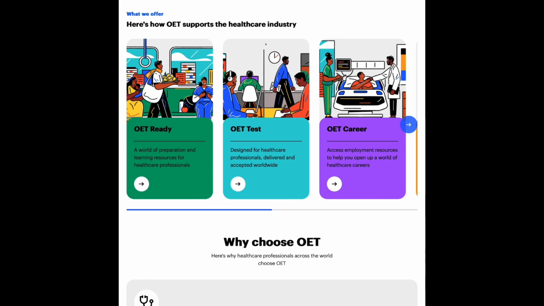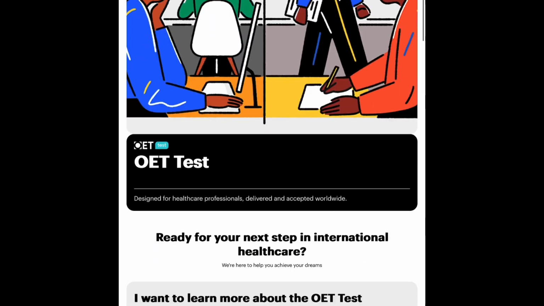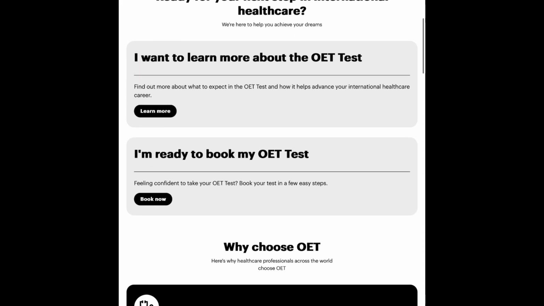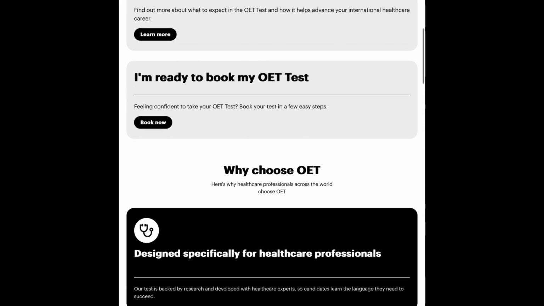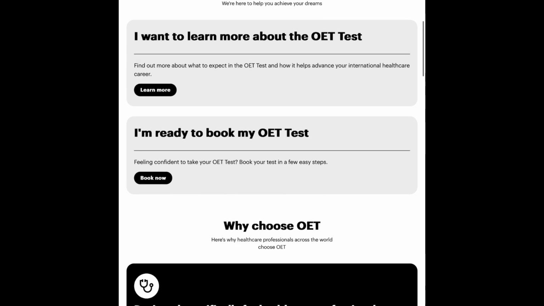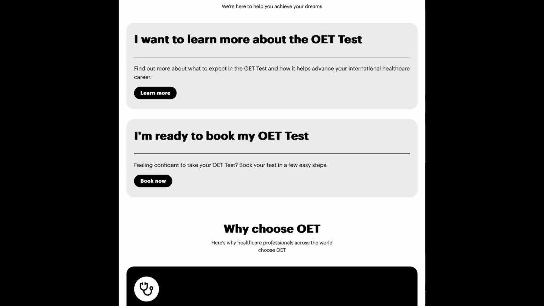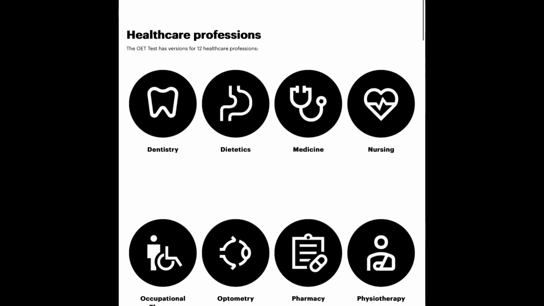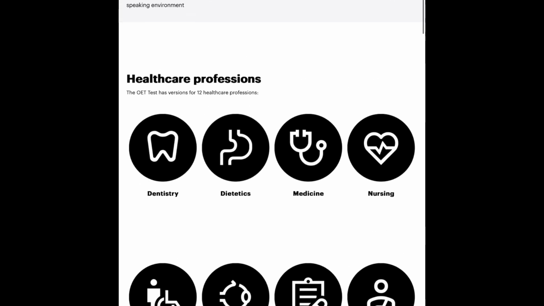Okay, so what is the OET test? You can learn more about the test here, and you can book the test directly from here. So this is a one-stop website. In this website you can find information regarding what the test is all about, how to book the test, and how to prepare for it. So let's find out about the test.